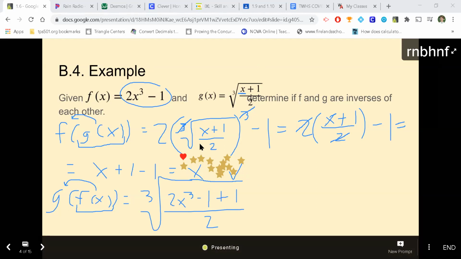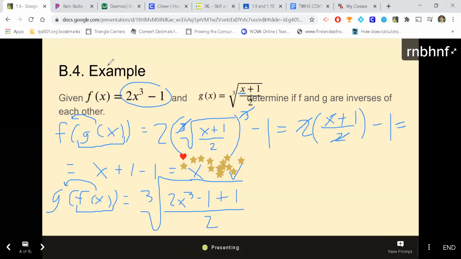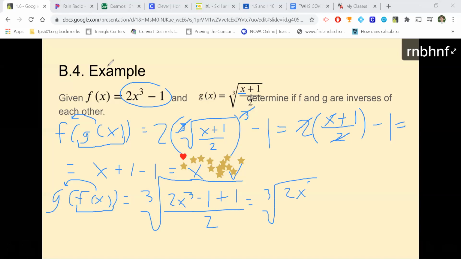Over here, again, you're going to notice that things are starting to cancel. In the numerator here, -1 plus 1 is 0. So that becomes the cube root of 2x cubed over 2. 2 divided by 2 is 1. So then this becomes the cube root of x cubed. Again, cube root, x cubed, those cancel out. So it's just x. So again, yay, it worked. I got just x. That's what I wanted to get.